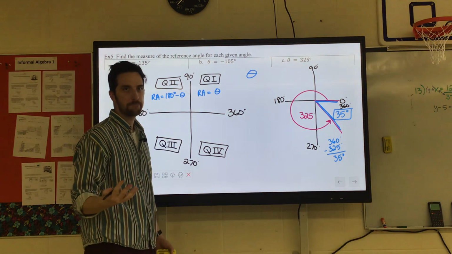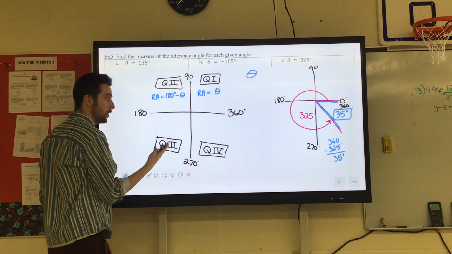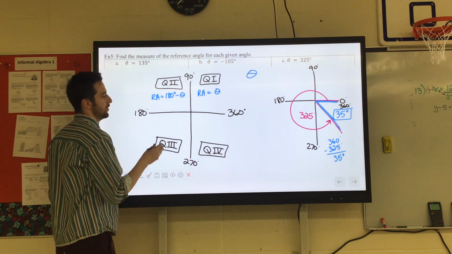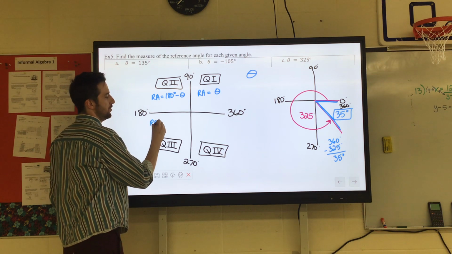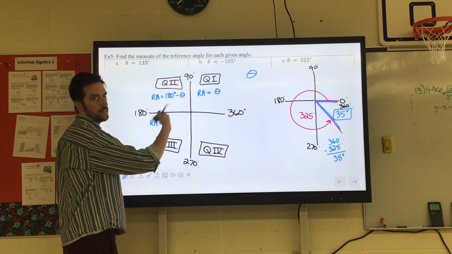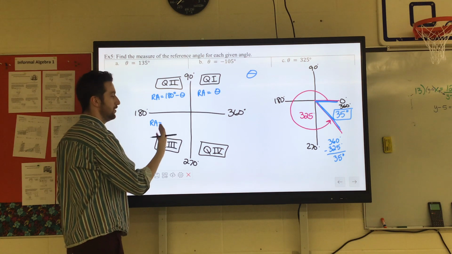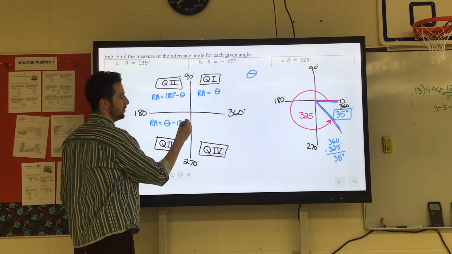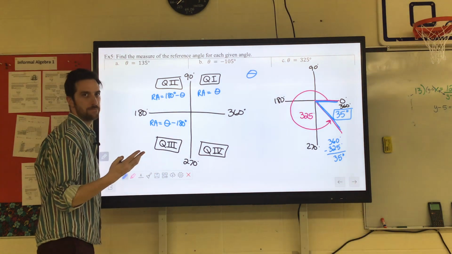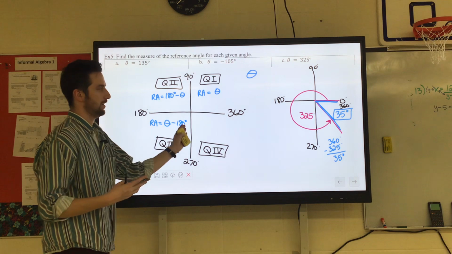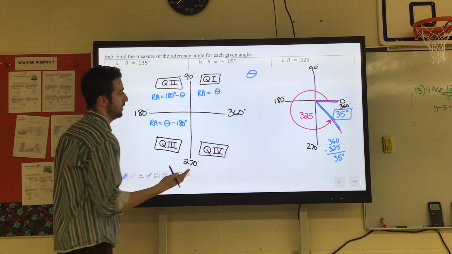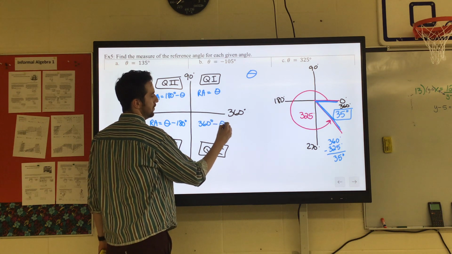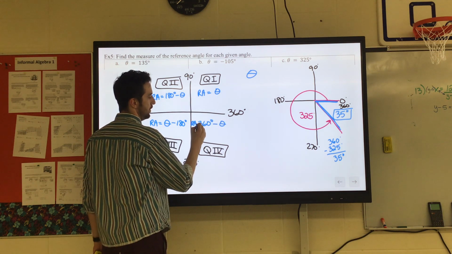minus theta. Now here in quadrant 3, none of ours ended in quadrant 3 except for the negative one, but most of ours are going to be positive. You're seeing how far beyond 180 that you went. So what we can do in quadrant 3 is we can take our angle, our theta, and subtract 180 degrees, and it'll give us our reference angle. And the last quadrant is like, how close is it to 360? So in this quadrant, you could do 360 degrees minus your theta. That'll be our reference angle.